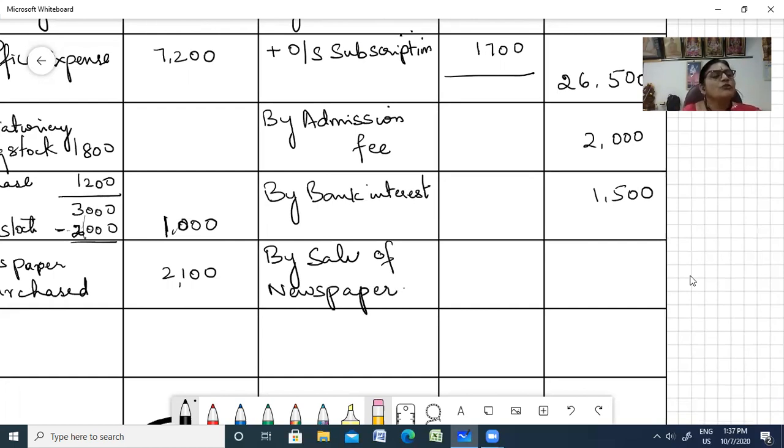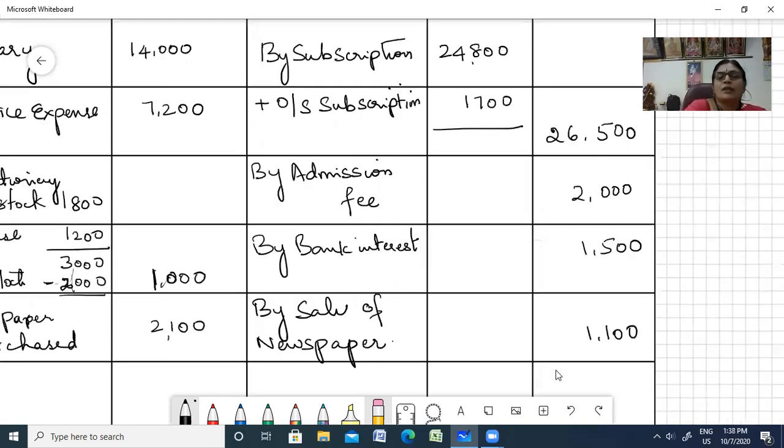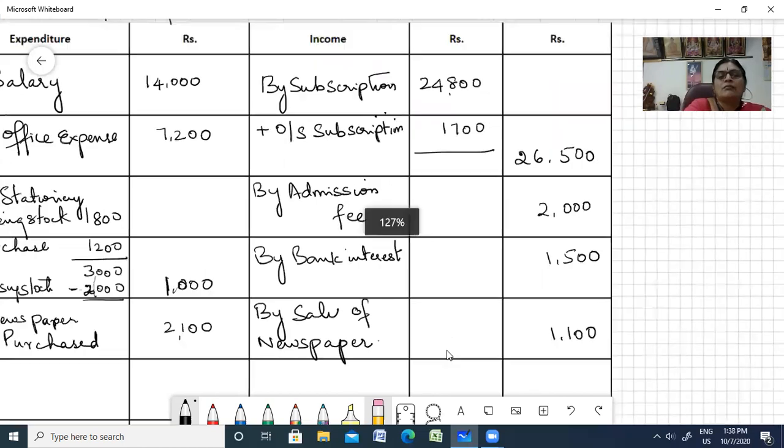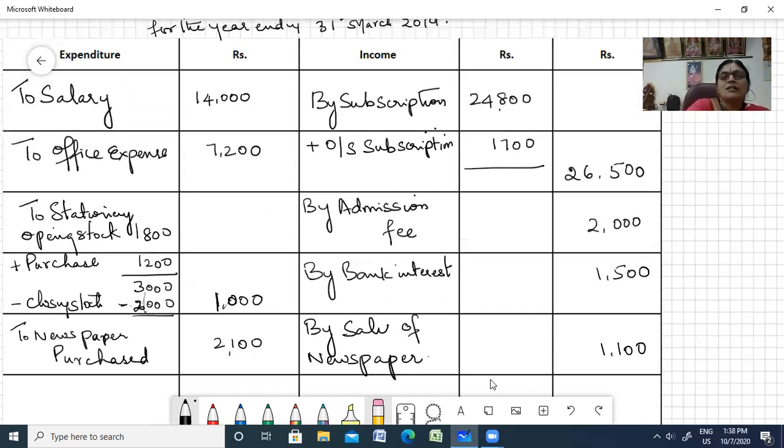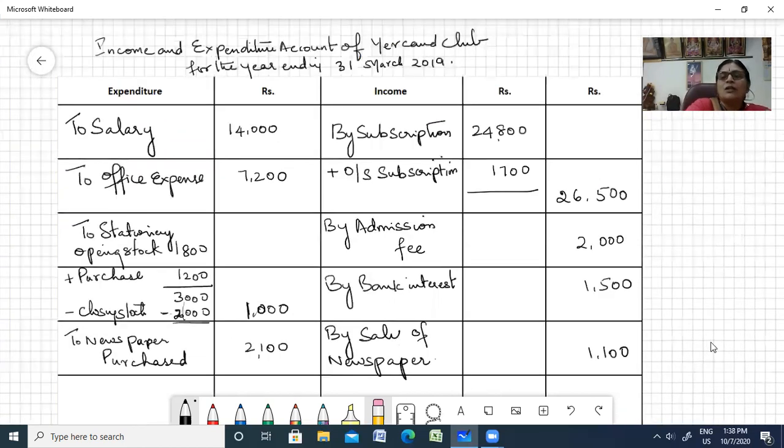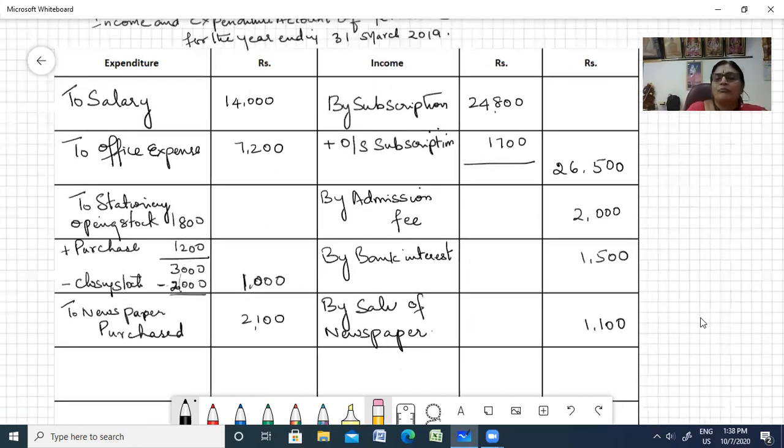So by sale of newspaper, 1,100. Okay, that's it. I don't think we have left out anything, right? Okay, now let us total. Let us see which side is more. Now you have your expenditure side and income. Now let us see which side is more.